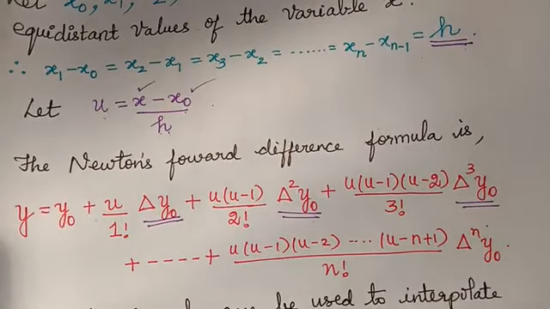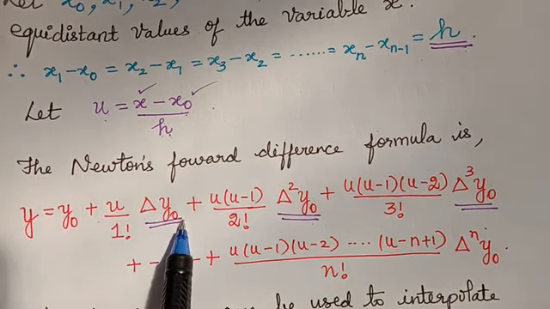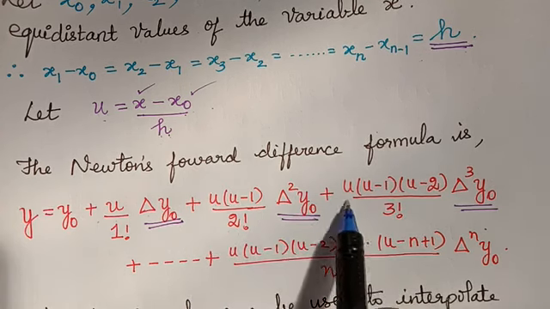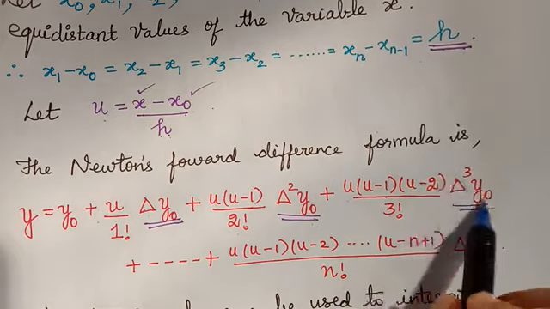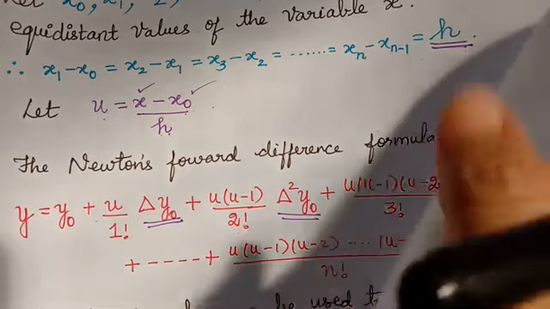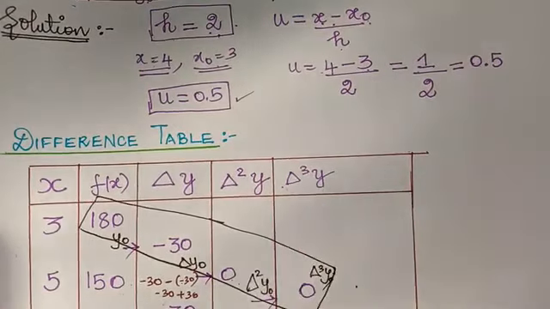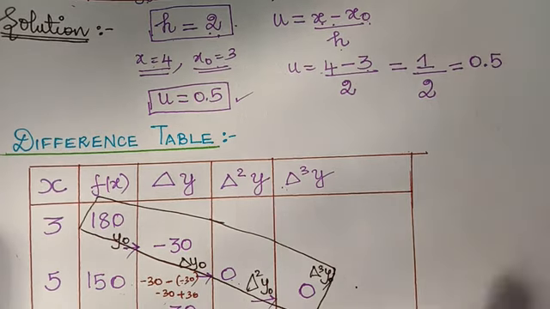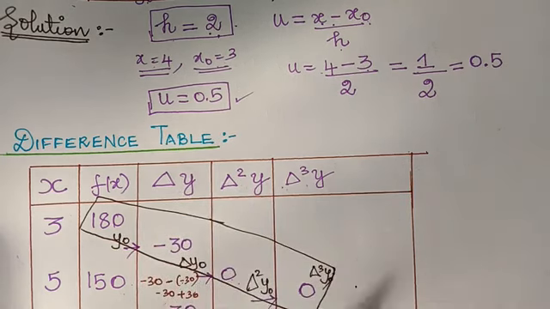So now the formula to be used is y equal to y naught plus u by 1 factorial delta y naught plus u into u minus 1 by 2 factorial delta square y naught plus u into u minus 1 into u minus 2 by 3 factorial delta cube y naught. We have to stop at delta cube y naught because the difference table has gone until this value only. After that we need not proceed with the formula. This is how we identify where to stop: until where the differences proceed, there we stop the formula.